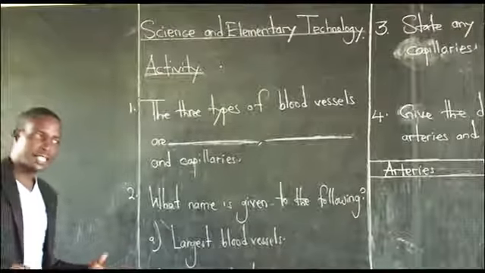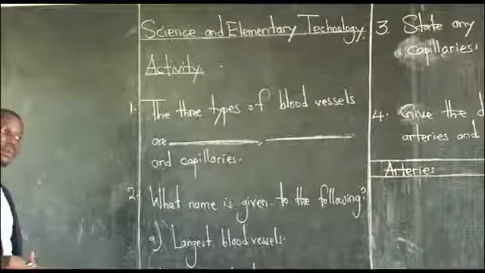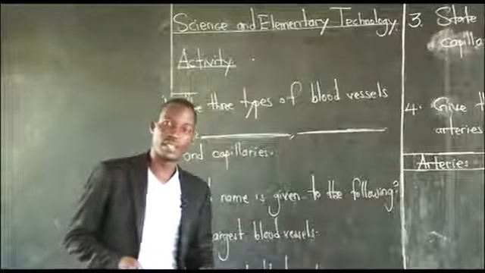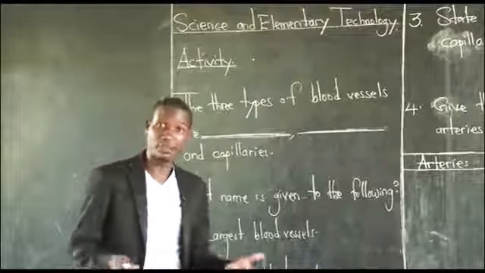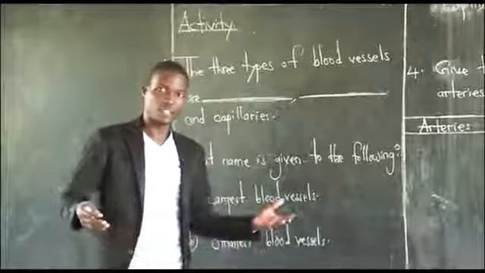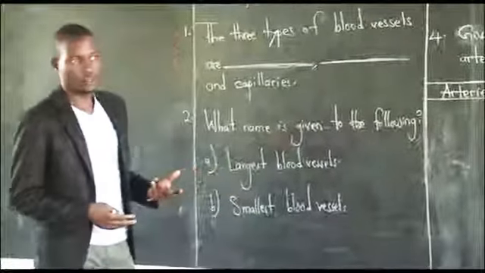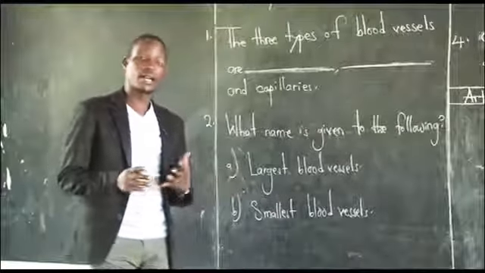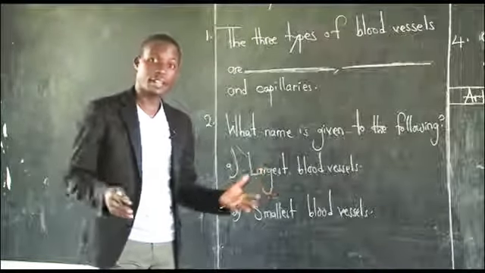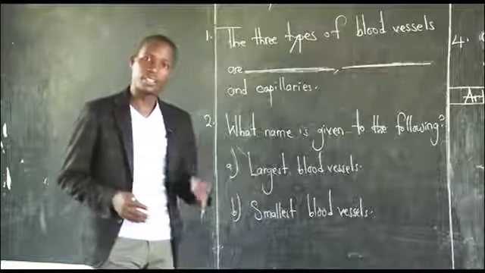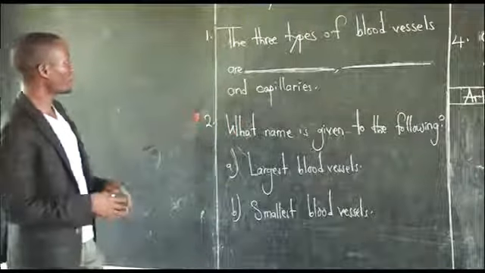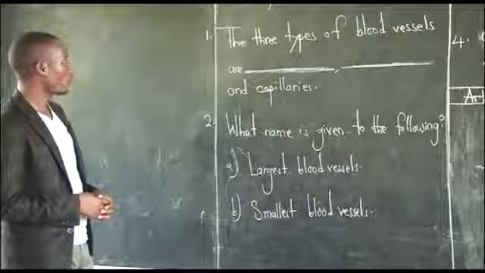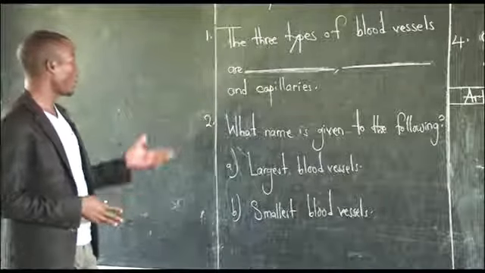As last time we discussed, blood vessels are simply tubes that carry blood around the body. We looked at the capillaries, the arteries, and the veins as the three major blood vessels. So this time we are asked to complete this. What do you think will be the ones remaining? For number one, we can do it together.